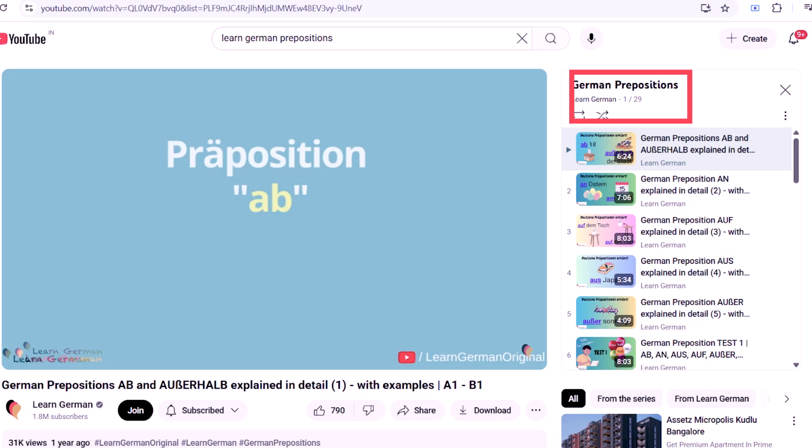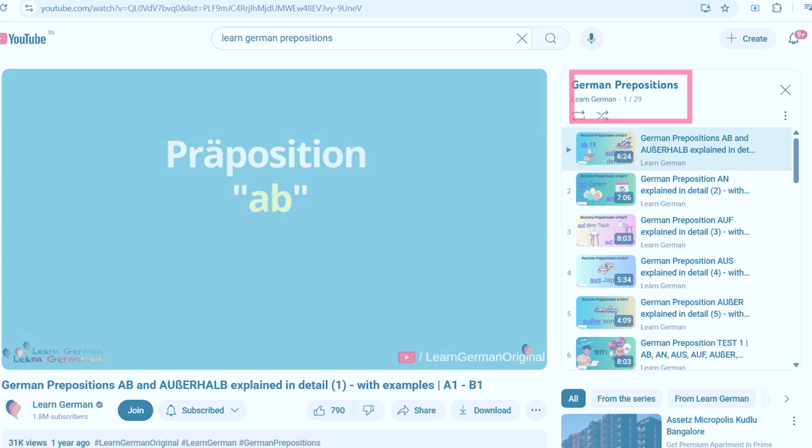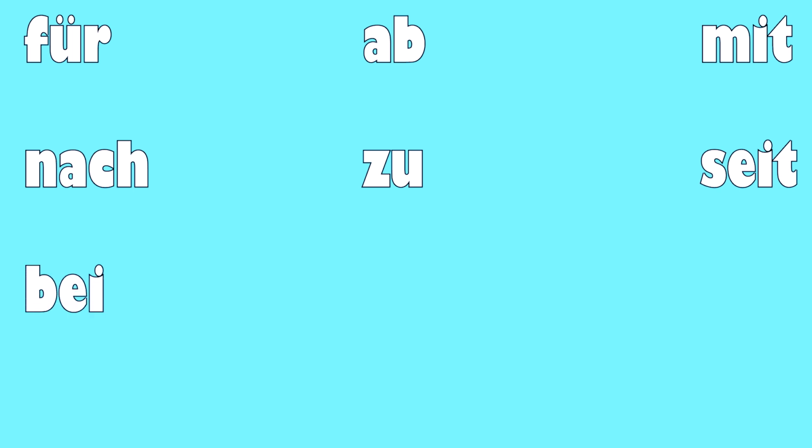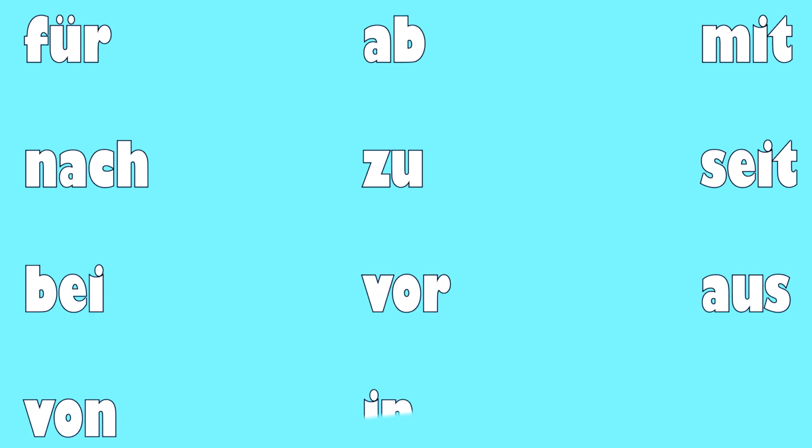There's also a playlist of Learn German of all prepositions. You can watch it in A1 or A2. I prefer you watch it in A2 because you'll understand it better. In A1, your knowledge is too basic for that. The prepositions used at A1 level are für, ab, mit, nach, zu, seit, bei, vor, aus, von, and in. So you can watch only these videos in that preposition playlist, or you can watch everything together in mid A2 or at the end of A2. It's your choice. We're done with A1 now.